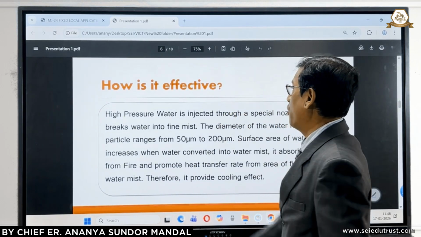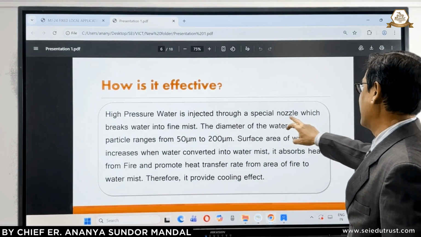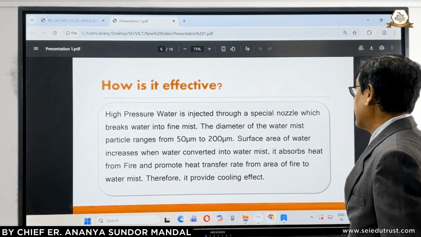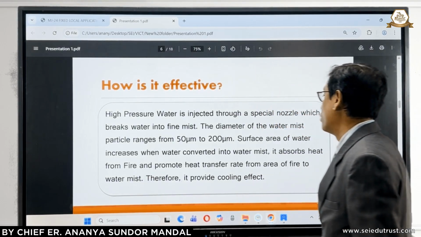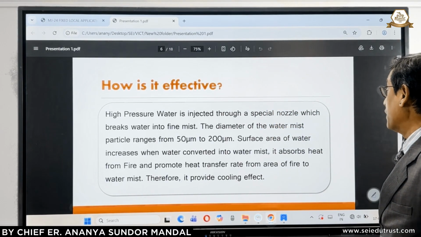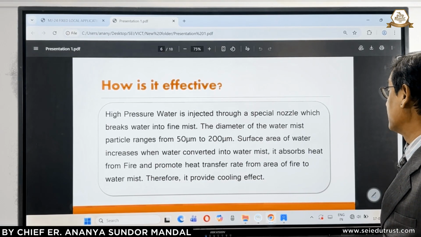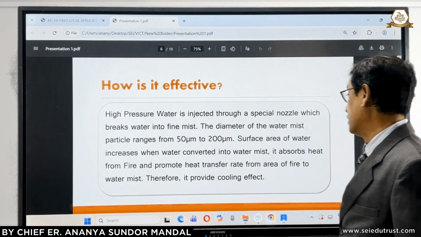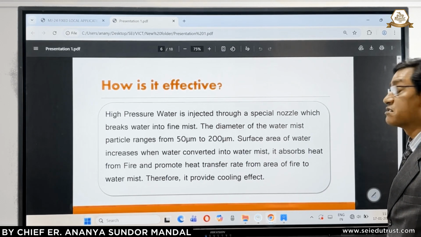Already I have discussed how it is effective. Hypermist water is injected through a special nozzle which breaks water into fine mist. The diameter of water mist particles ranges from 50 micron to 200 micron. Surface area of water increases when water converts into water mist. It absorbs heat from the fire and promotes heat transfer rate from the area of fire to water mist. Therefore, it provides a cooling effect.